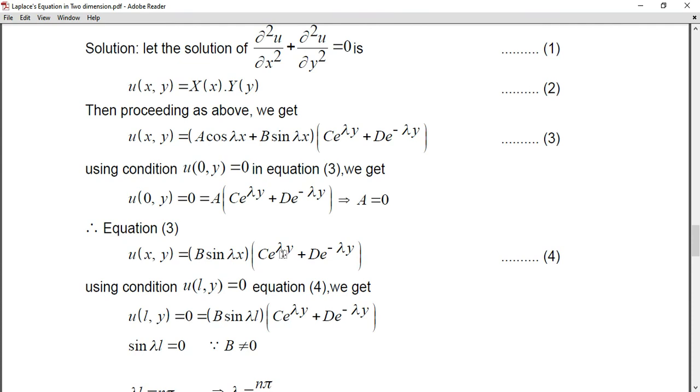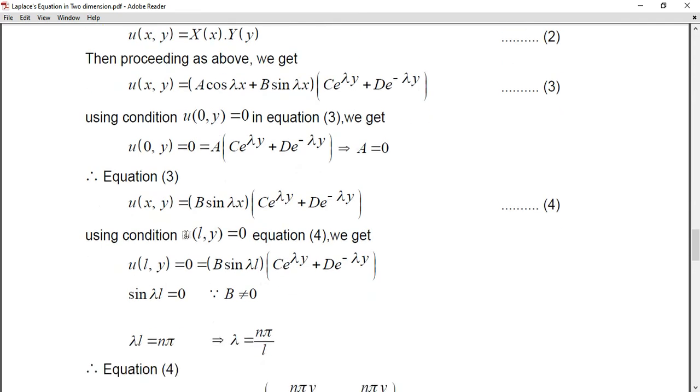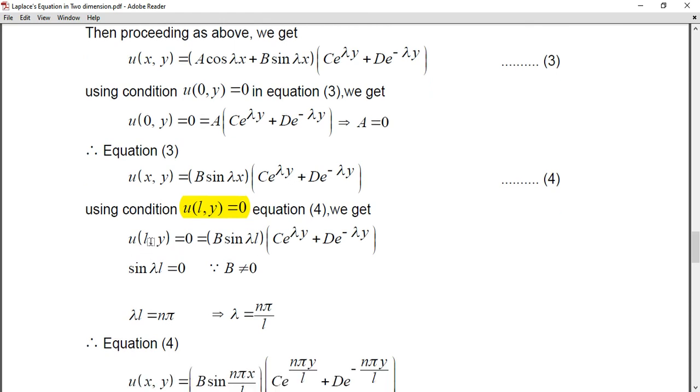Now by equation third, when we put the value of a, we will find the value of u again: u = b sin λx (c e^(λy) + d e^(−λy)). Second condition, when x equals L, u is again 0. Now when we put the value of x as L in equation 4, we will find u at x equals L, y equals 0 equals b sin λL. Here again the value of y is not given, so this value is carried as it is.